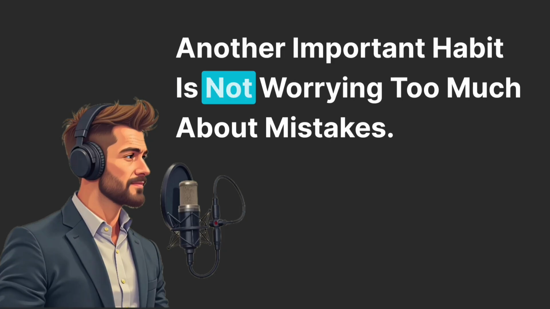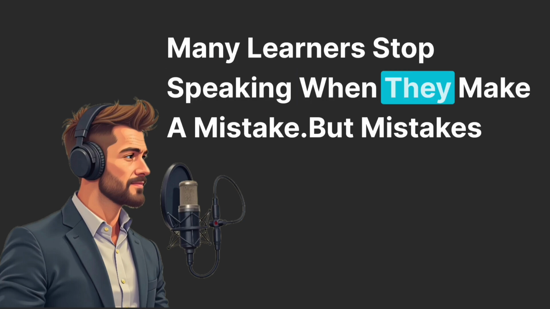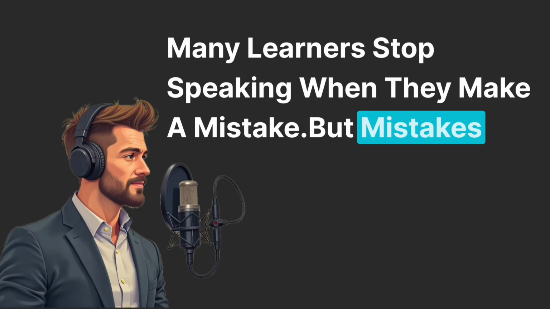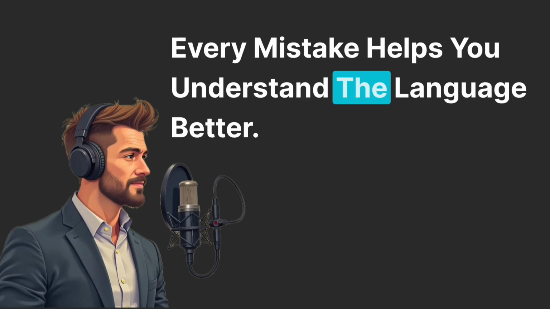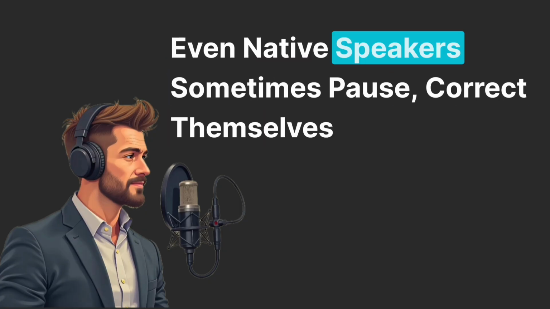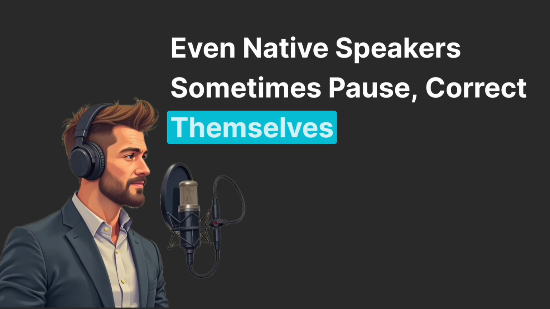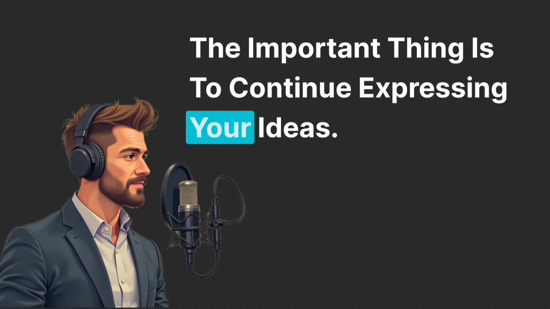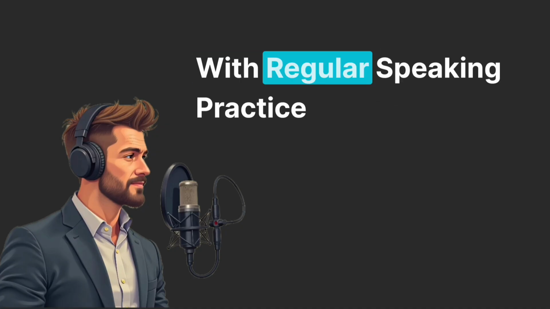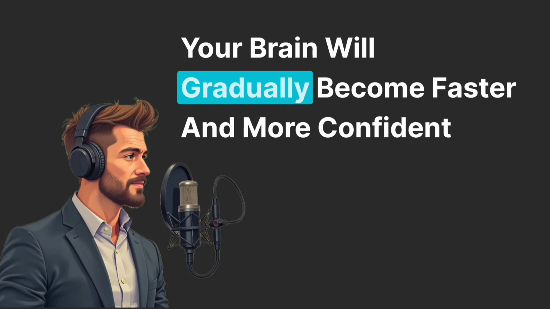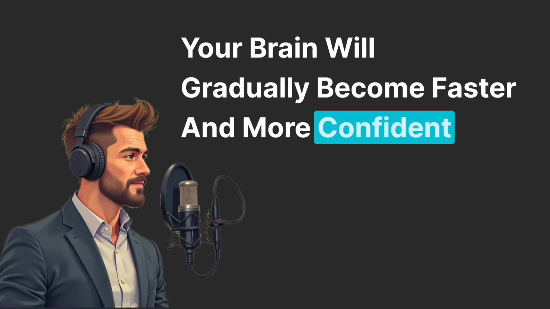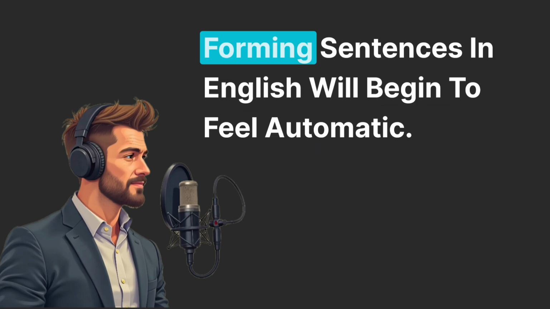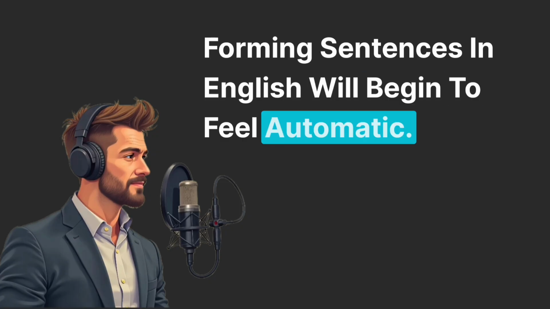Another important habit is not worrying too much about mistakes. Many learners stop speaking when they make a mistake. But mistakes are part of the learning process. Every mistake helps you understand the language better. Even native speakers sometimes pause, correct themselves, or change their sentences. The important thing is to continue expressing your ideas. With regular speaking practice, your brain will gradually become faster and more confident. And over time, forming sentences in English will begin to feel automatic.